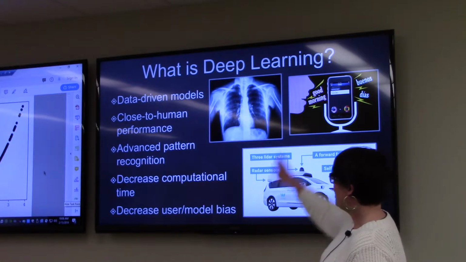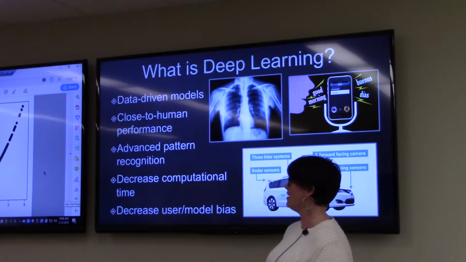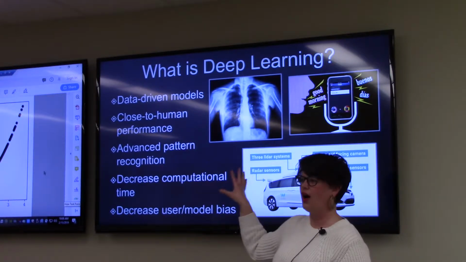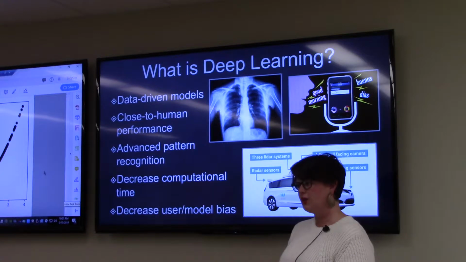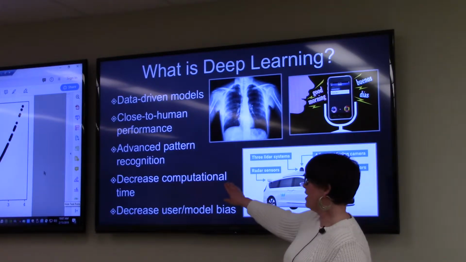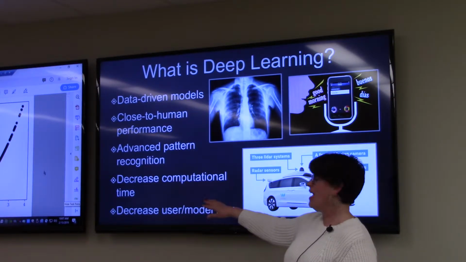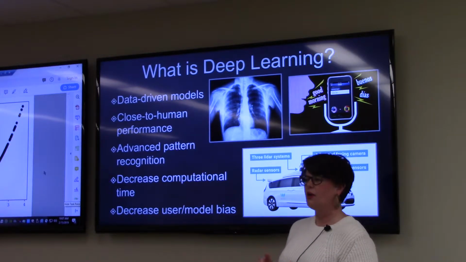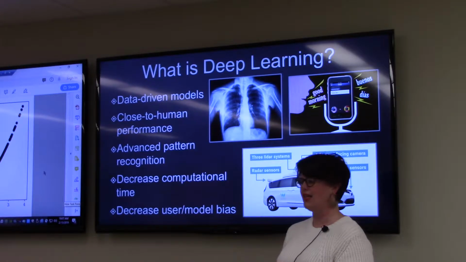Another advantage to creating a neural network is that although they take an extraordinarily long amount of time to train, once you have a well-trained deep learning model or neural network, those terms are synonymous, it works very, very quickly, and you can get it to run in a fraction of a second on a laptop computer. And so you have a decrease in both computational time and a decrease in user and model bias, because we're really allowing the data to do the talking as opposed to coming up with an analytical equation that could introduce some bias into the analysis.